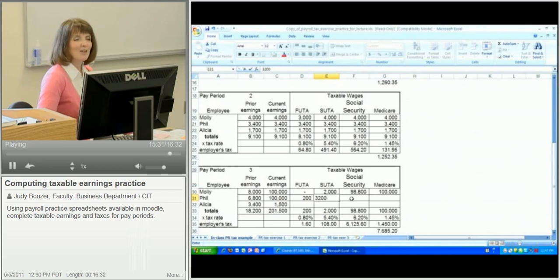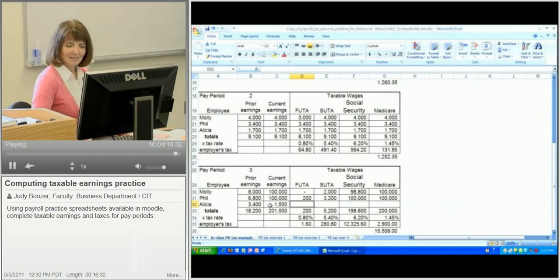And for Social Security, all of it, because both of them added together equal the limit. Good. And Medicare? All of it. Always all of it, because there's no limit. And Alicia's easy because why? Her current and prior do not exceed any limits. Therefore, how much of this current earnings is taxable for FUTA? Yep. So we're going to put in $1,500 or all of it, all the way across.